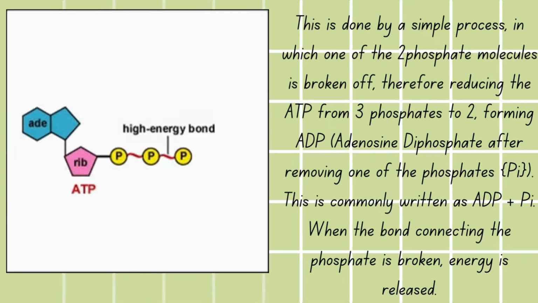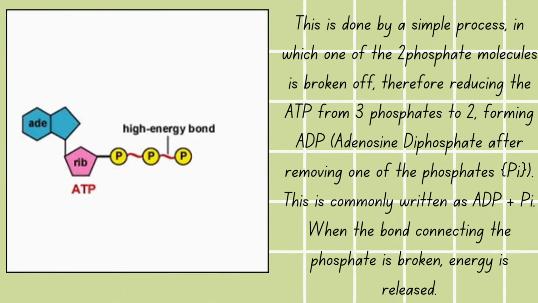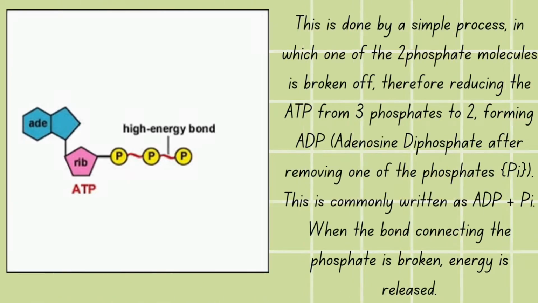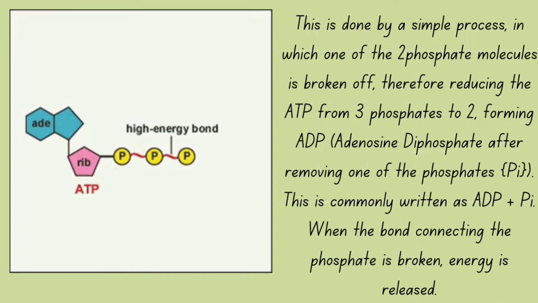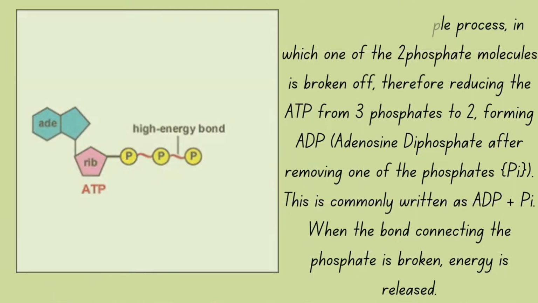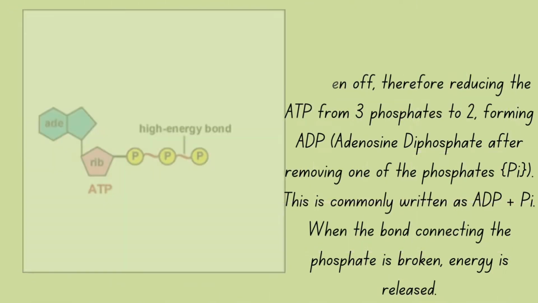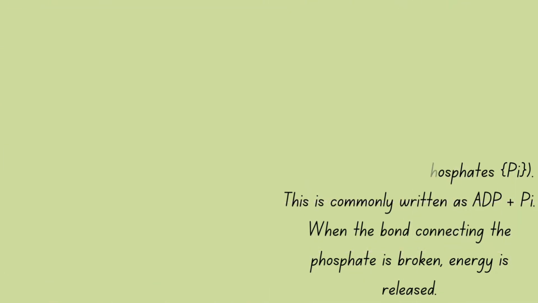When the bond connecting the phosphate is broken, energy is released, and the process is called hydrolysis. When one phosphate group is removed by breaking up a phosphoanhydride bond in this process, ATP is converted to adenosine diphosphate or ADP.